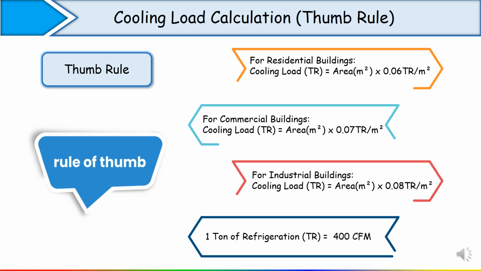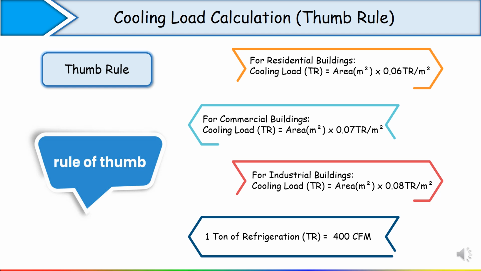Now what are the benefits of using thumb rule in heating and cooling load calculation? The first benefit is that it is time saving, because it allows for rapid estimation without detailed inputs or software. Second, it helps in early stage decision making and budget estimation, and it also provides a starting point for more accurate manual or software based calculation.